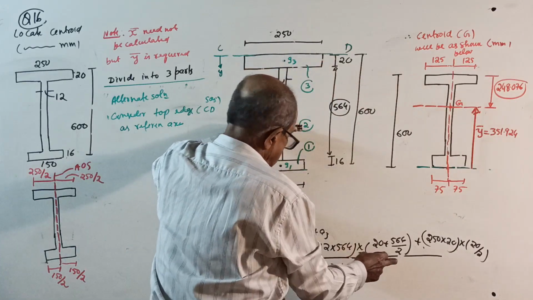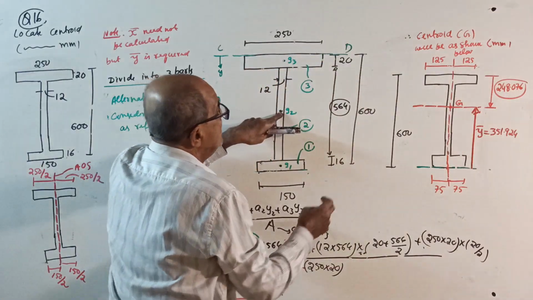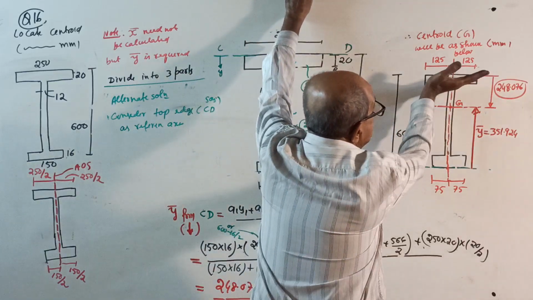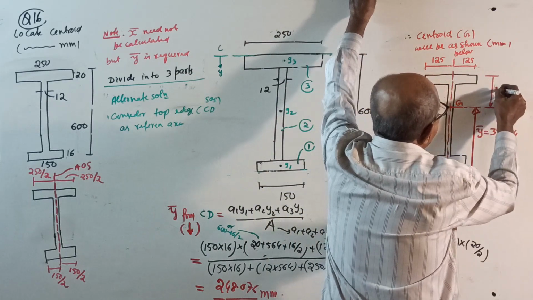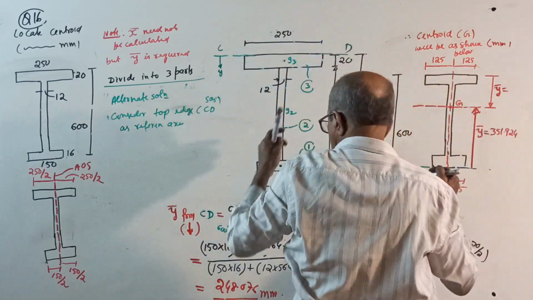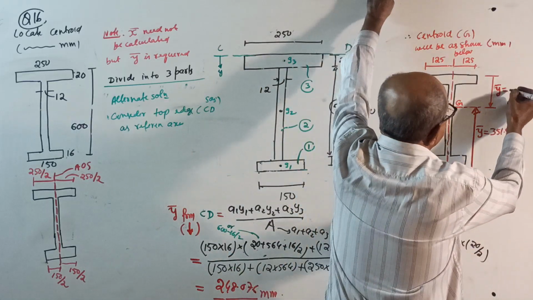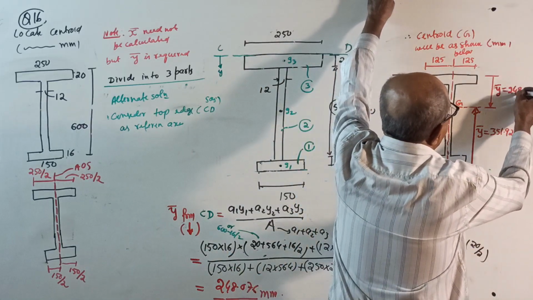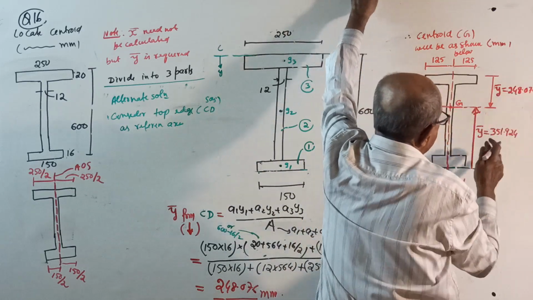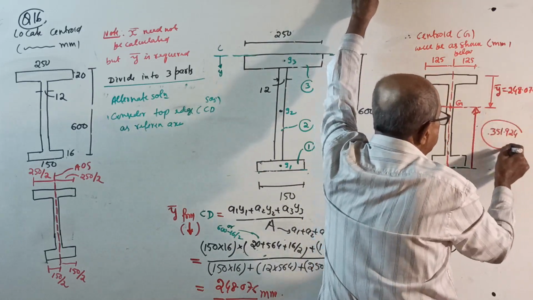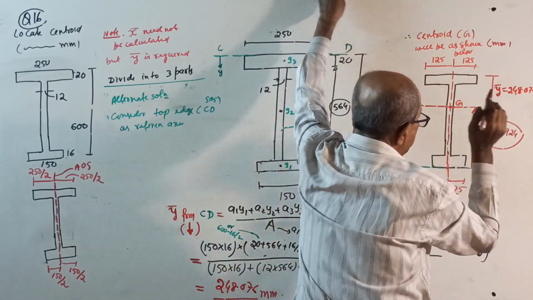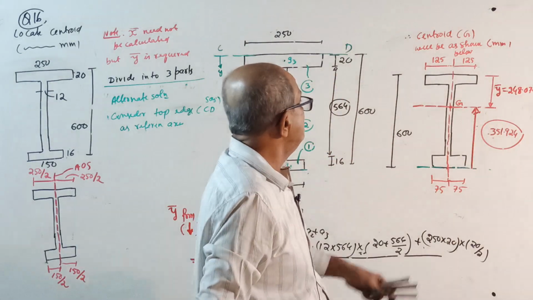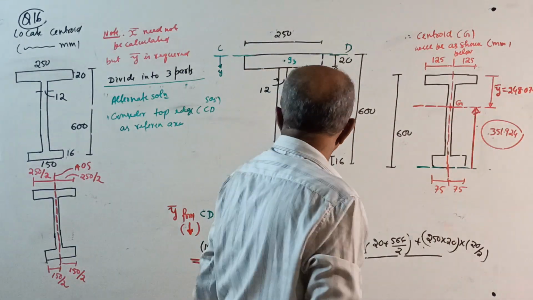But we got how much? 248, which means slightly above the center. Okay. Now this is your y bar, equal to 248.076. Then if you want this distance from 600, subtract it, get 351.924. This is the centroid G. Any problem is there?